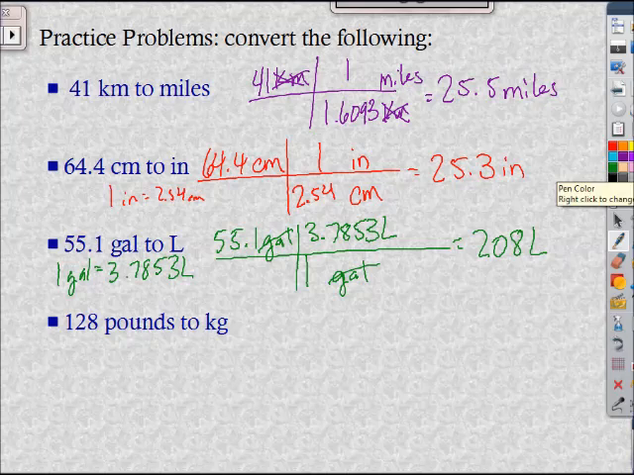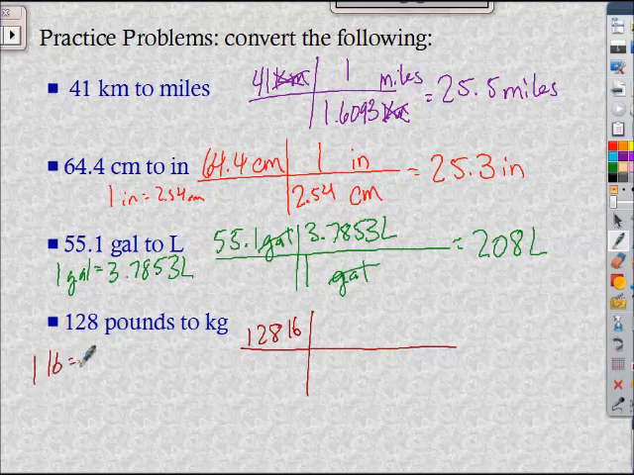Try the last one here, 128 pounds. And I can take pounds to grams. This is the problem. I'm looking here and I have 1 pound equals 453.5 grams. But I want kilograms. So what do I do? I make multiple bridges. Okay, use stepping stones. Put what I know, 453.5 grams. Pounds cancel off.